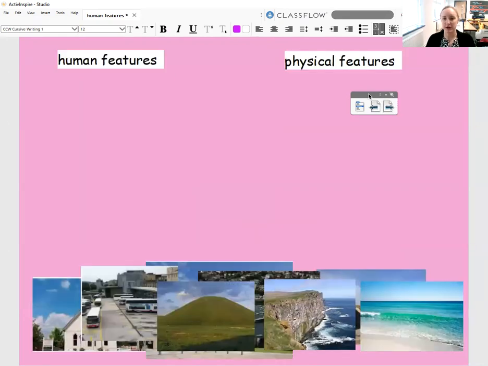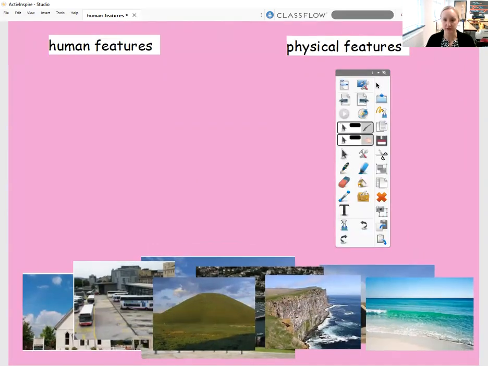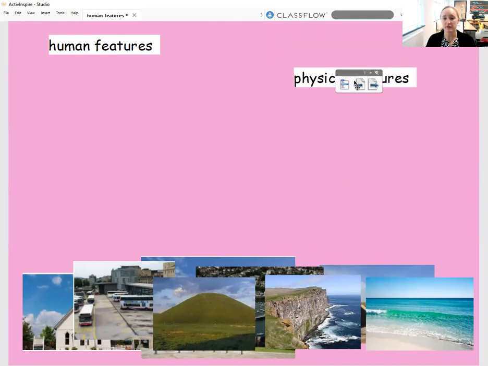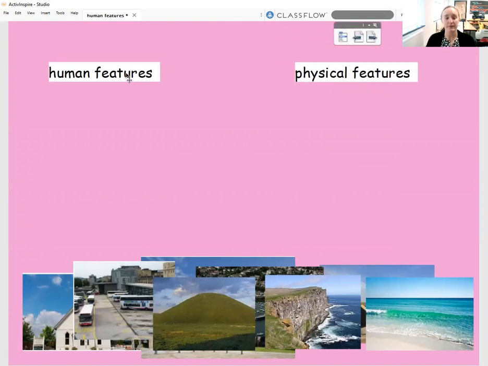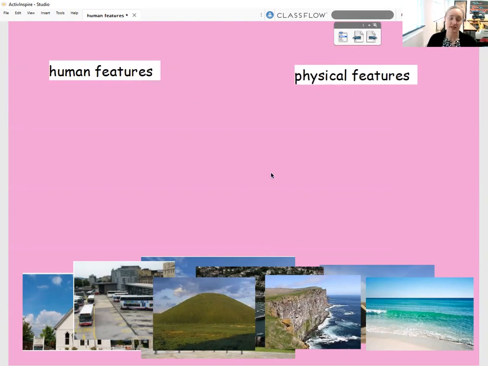So now on the screen, I've got some pictures of some different features of different places. Some of these are physical features and some of these are human features. So remember, if they're human features, they have been made by someone, and if they're physical features, they haven't, they've always been there and part of the landscape. So I'm going to show you some pictures now, and I want you to think, where would you put them on this grid? Would you put them under human features or physical features?